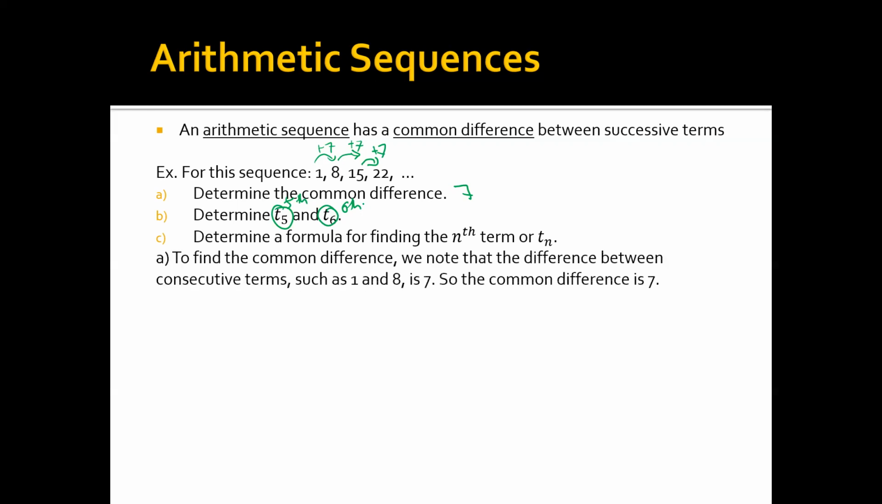So how do we do that? Well, let's start with the first part. We can see here that the difference between the consecutive terms, such as 1 and 8, 8 and 15, 15 and 22, is 7. So the common difference is definitely 7. I don't think many people can argue that.